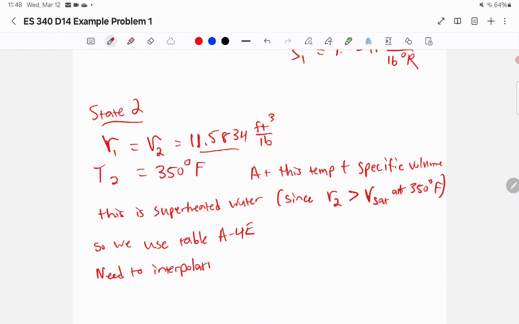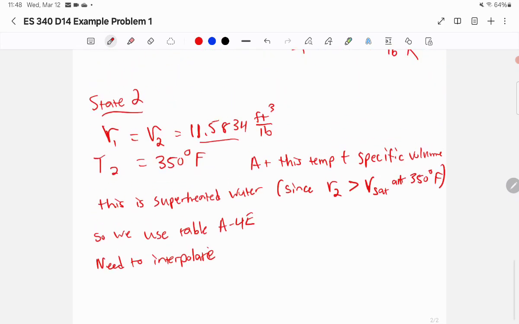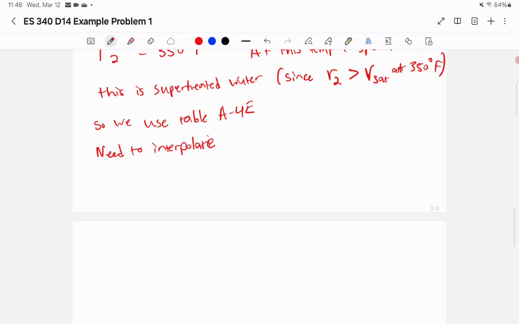And I think I've done enough examples of interpolation as well, so I'm going to assume that you can do the interpolation here. But what we find is U2 is equal to 1,124.02 BTU per pound, and S2 is equal to approximately 1.7281 BTU per pound degree R.